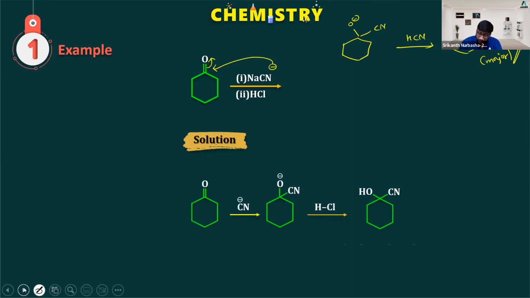Okay. They have given HCl. So even stronger acid, so easily the O minus can pick up the proton. A cyanohydrin is going to be obtained.